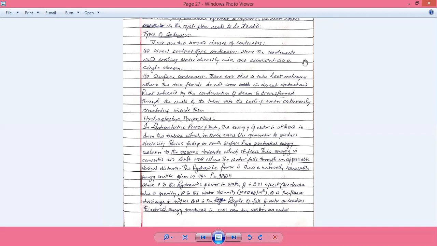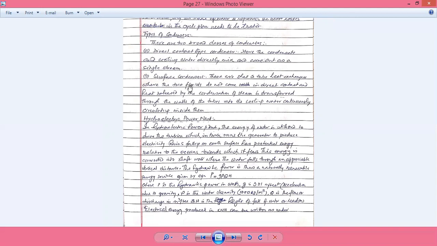Sometimes you add the cooling water to the condensate itself, and by that cold cooling water will cool the condensate, and at the outlet you will get both of them as a single stream, and you can send it back to the boiler itself.